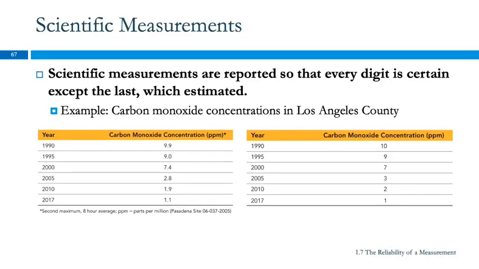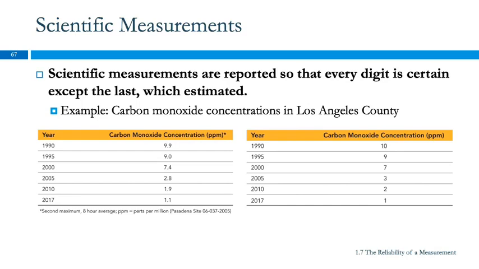So scientific measurements are recorded in a specific way. We record a measurement so that every digit is certain except for the last digit. The last digit in any experimental measurement, scientific measurement, is estimated because we cannot measure things exactly. You can't say that this piece of paper is exactly 11 inches long, because if you could zoom in, you'd see not quite, right? So there's uncertainty in every measurement.